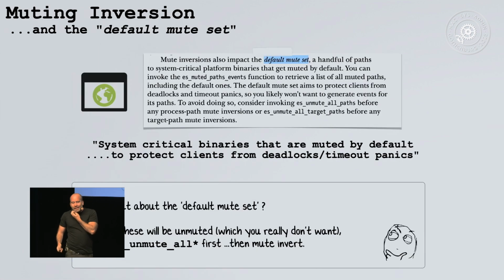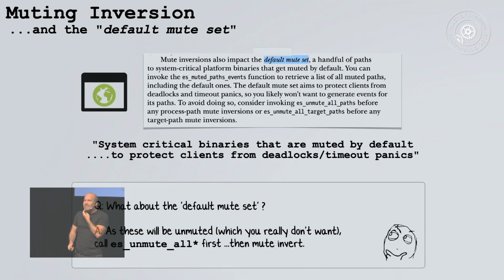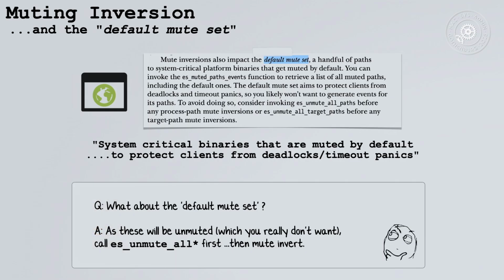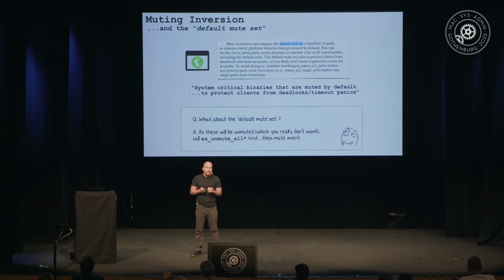Now, there's one other thing to talk about with mute inversion, and that is the default mute set. Again, this is not something that's very well documented, but it's super important to be aware of. Turns out, when you subscribe to Endpoint Security events, Apple gives you everything, but not actually everything. There is a subset of system-critical binaries that Endpoint Security mutes by default. Apple says, no, we're not giving you the events. Not because they don't want you to see them, but because if they did, it would cause deadlocks, timeouts, and crush the system.